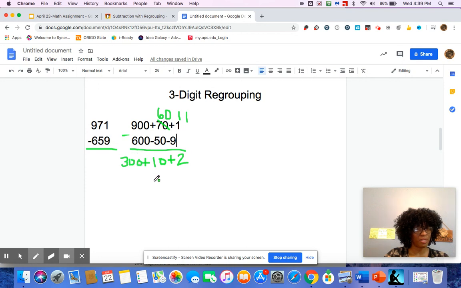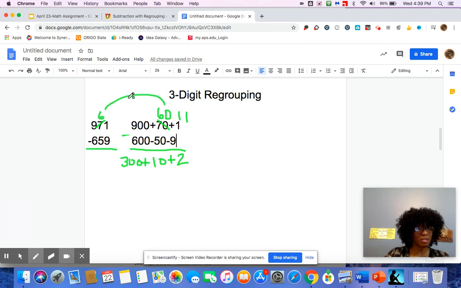Okay. So that leaves us with 312. Let's go over here and how we would normally subtract in our standard subtraction algorithm is we would see this and we would cross out our 7, right? Because we know we can't subtract 9 from our 1. We would make that a 6. See, these are the same.